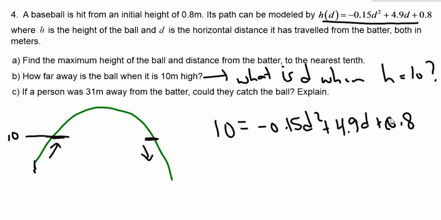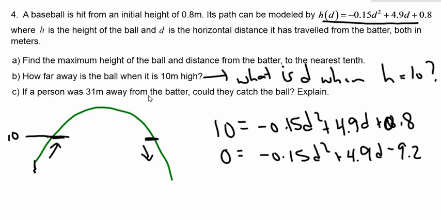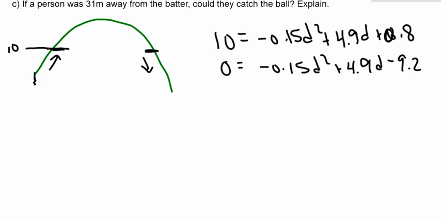So how do we solve a quadratic? Well, no matter what, we need it equal to 0. So I'm going to subtract 10 from both sides. And then once I subtract 10, I can decide what strategy to use. And I think, again, I'm going to use the quadratic equation to solve for d because it's the most direct. That's exactly what it does.